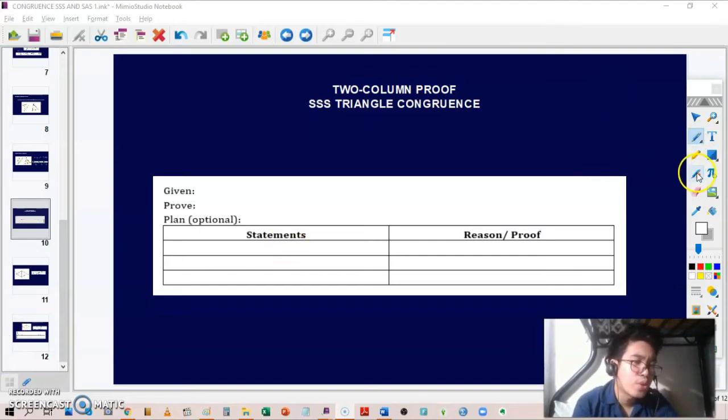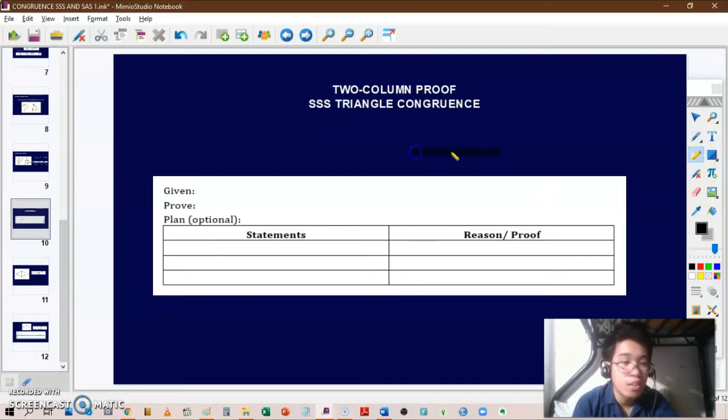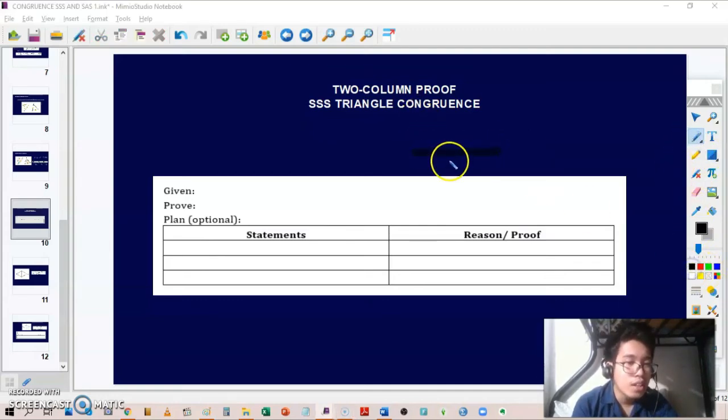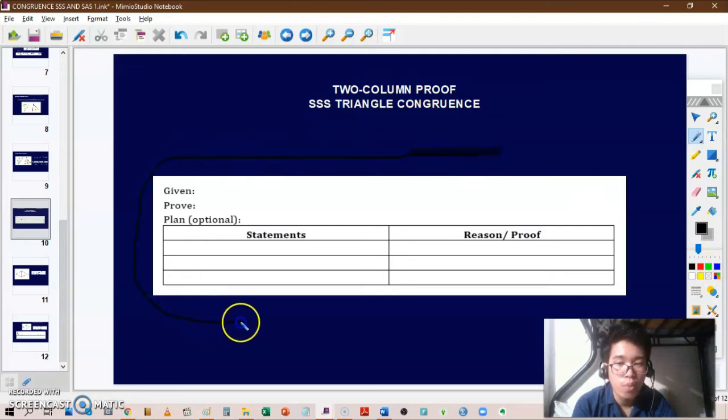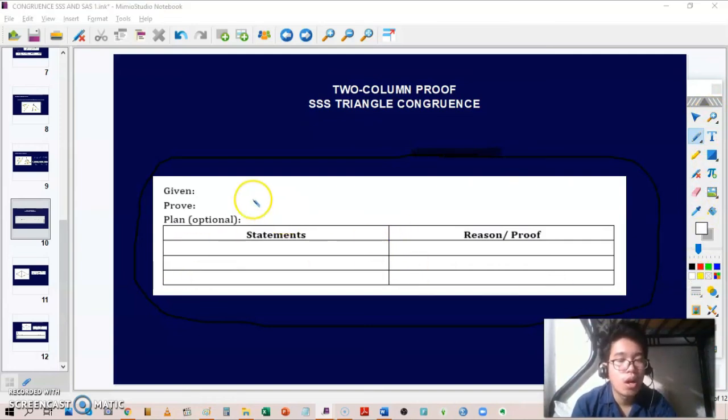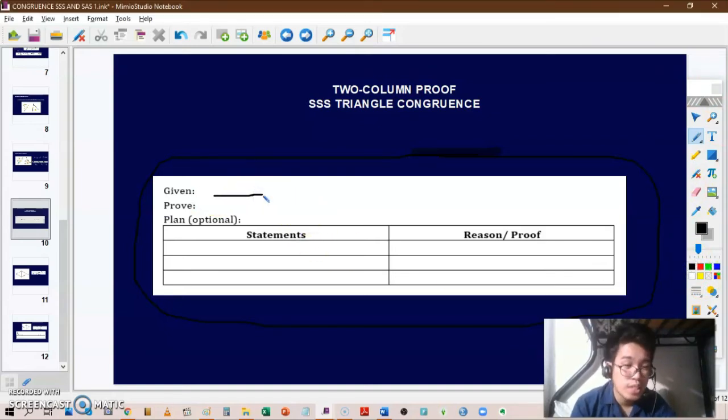Generally, if you're going to create a two-column proof, this is the basic format. You're not required to follow this format, but it saves time, because it's already given here, so you can simply fill it up. I advise you to use this format, but if you have other types of two-column format, that will also be okay. So we have here the given. The given is always the first one that you're going to see in a two-column proof problem for SSS, ASA, or any type of congruence problem.